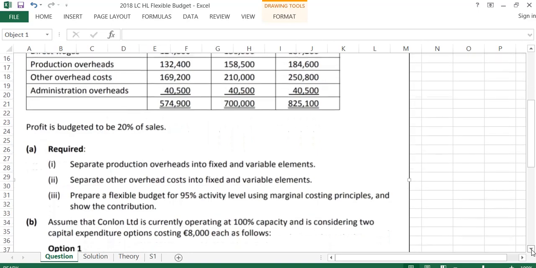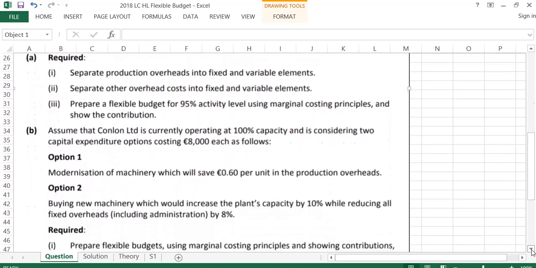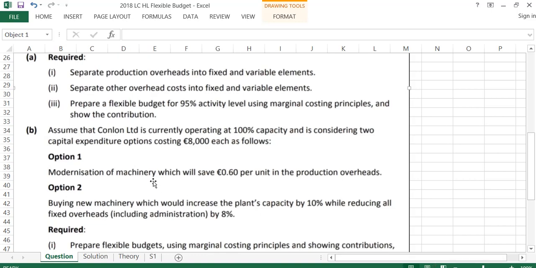Part B then says, assume that Condon is currently operating at 100% capacity and is considering two capital expenditure options costing 8,000 each as follows. So the first option is to modernize machinery, which will save 60 cents per unit in the production overheads. So they are working at 100% capacity and they will save 60 cents per unit in production overheads.